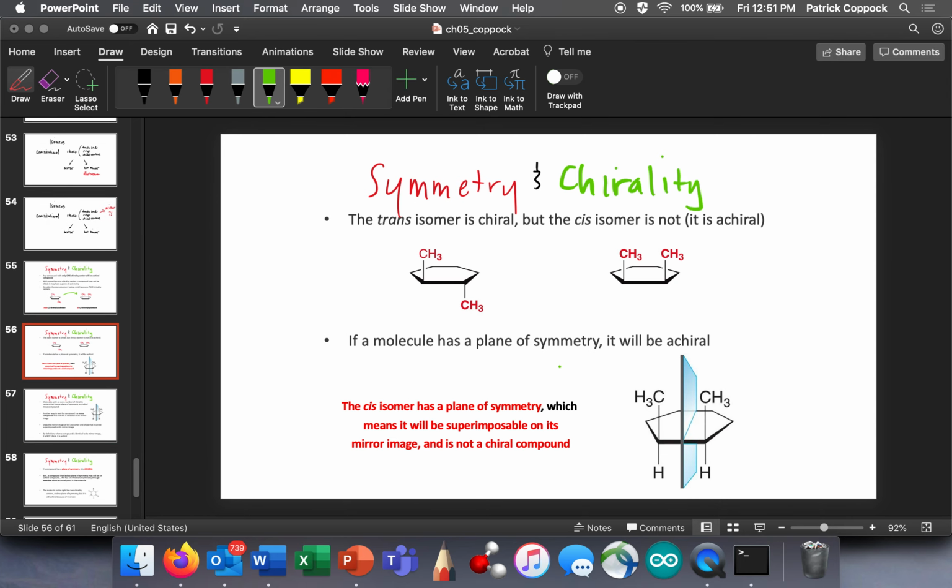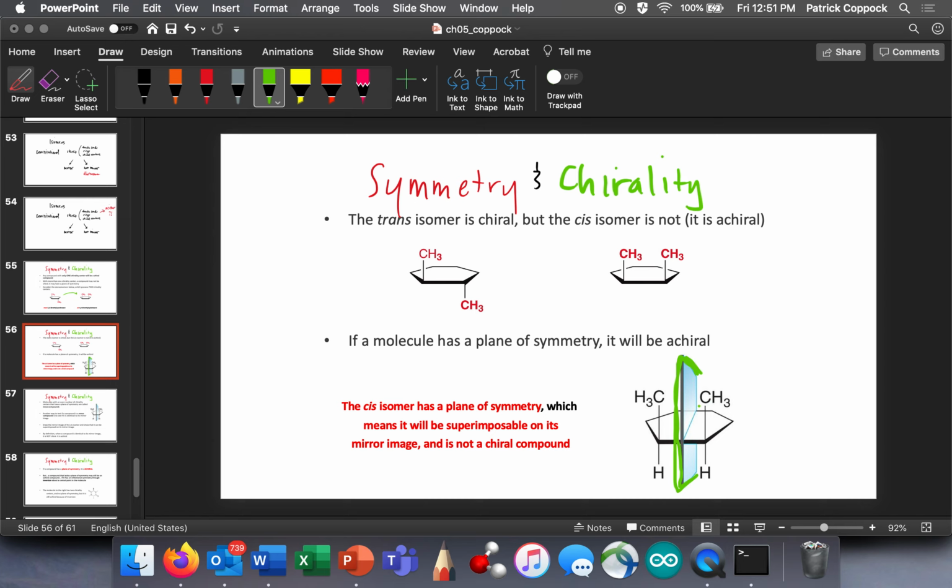So look at this. If we take the cis 1,2-dimethyl cyclohexane, you can see that there is a plane of symmetry, right? Can you see a mirror here? Suppose that's a mirror. You could see, hey, this methyl group might be looking over at the other methyl group and saying, hey, that's me, right? So since it has a plane of symmetry, that means it will be superimposable on its mirror image, and it is not a chiral compound.